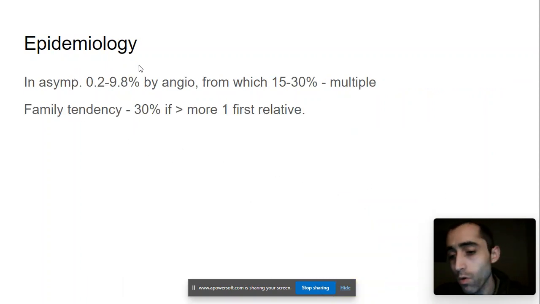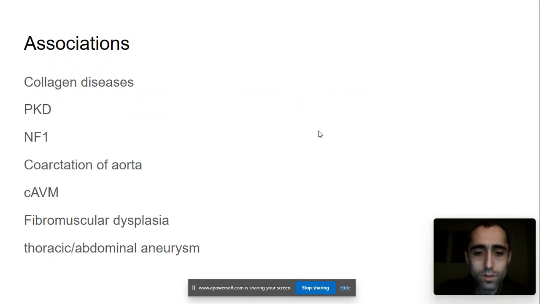Now, this is not so common but not so rare, about 0.2 to 9.8%, usually in asymptomatic patients. And you need to remember that if you see one aneurysm in a patient, look for another one, because 15 to 30% of those aneurysms that are in asymptomatic patients are multiple, and the patient has more than one. Family tendency is a risk factor, because if you have more than one first degree relative with Berry aneurysms in the brain, you have around 30% to have also an aneurysm. So family history is important.